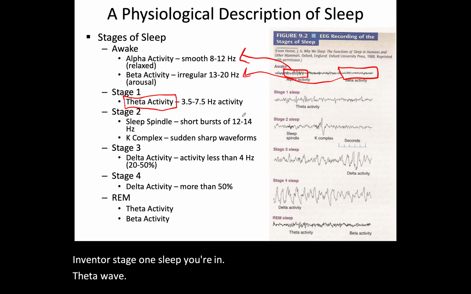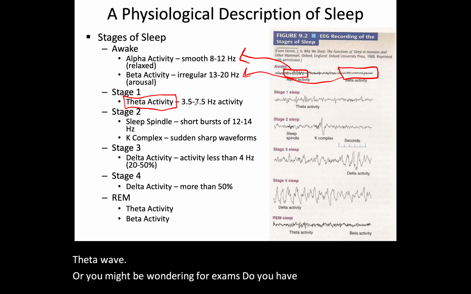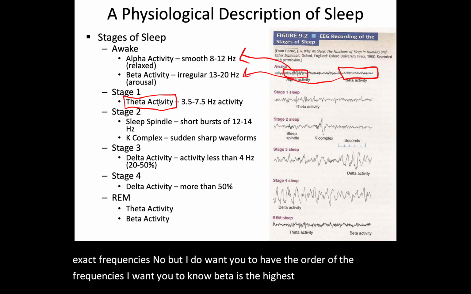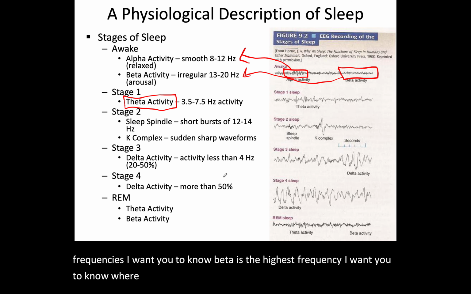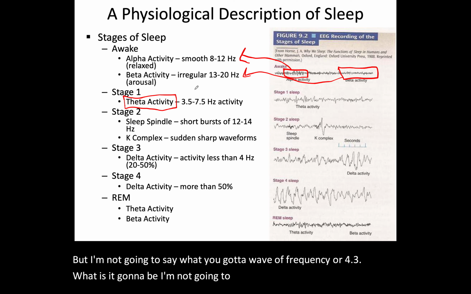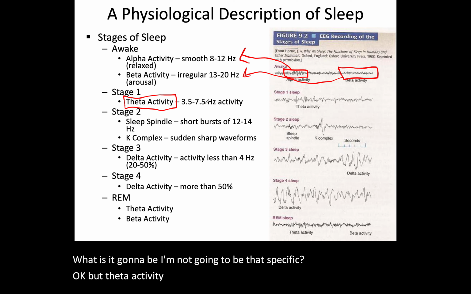You might be wondering, for exams, do you have to memorize the exact frequencies? No. But I do want you to have the order of the frequencies. I want you to know beta is the highest frequency. I want you to know where theta ranks in the frequencies that we're going to talk about. But I'm not going to say, you got a wave of a frequency of 4.3. What is it going to be? I'm not going to be that specific. Okay, but theta activity is 3.5 to 7.5 hertz.